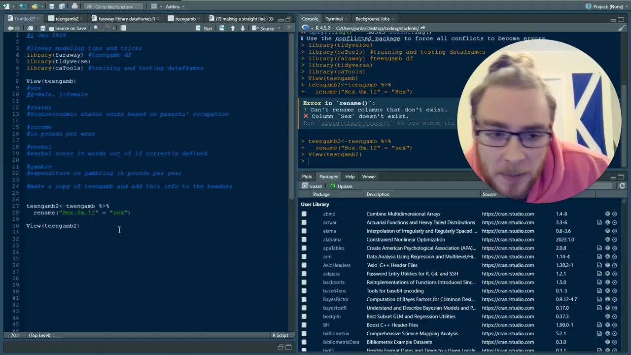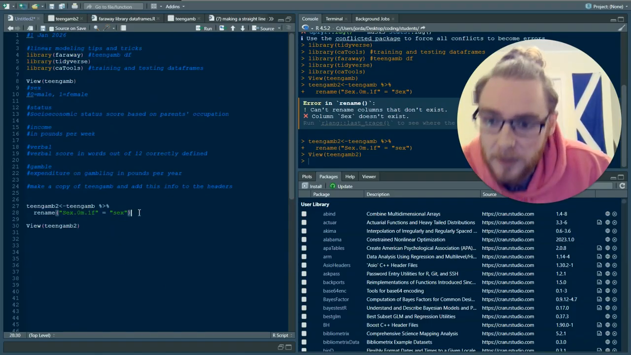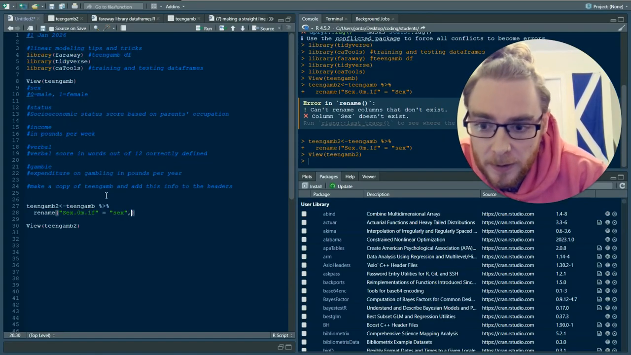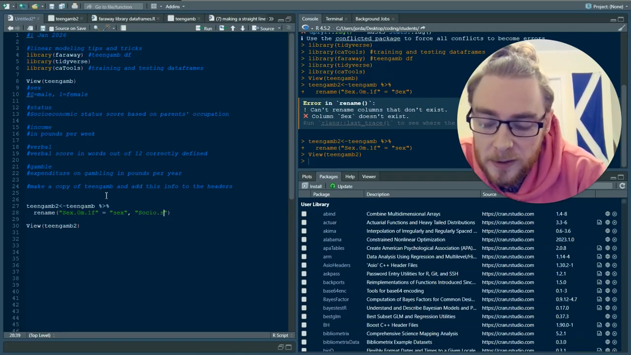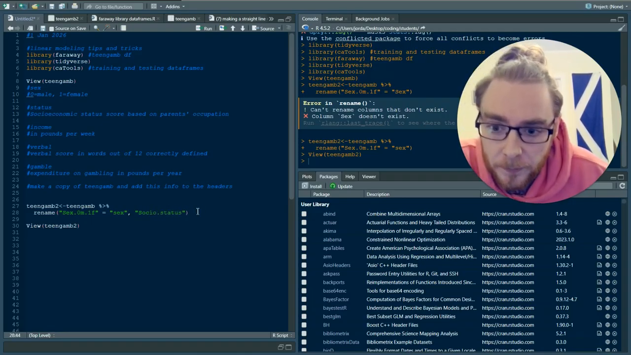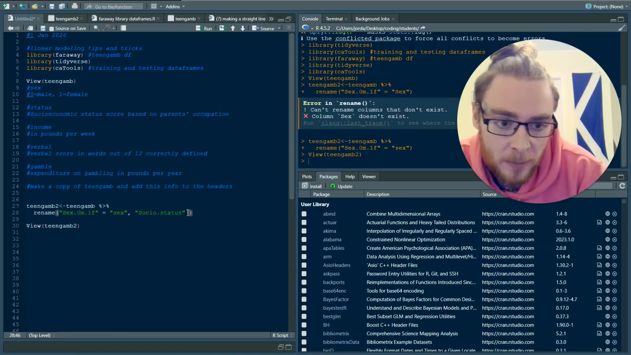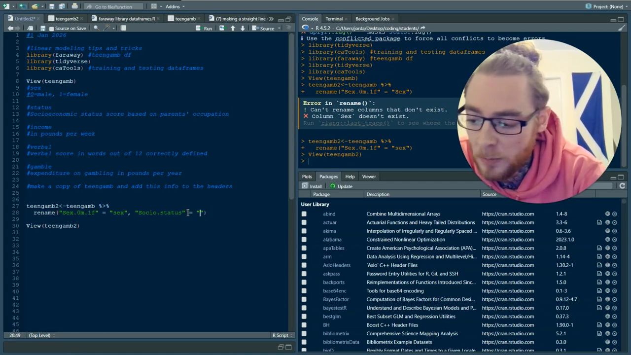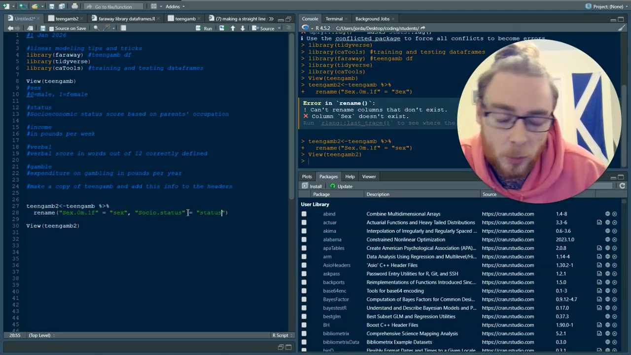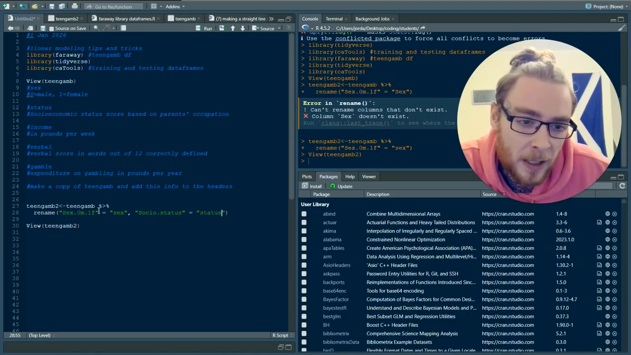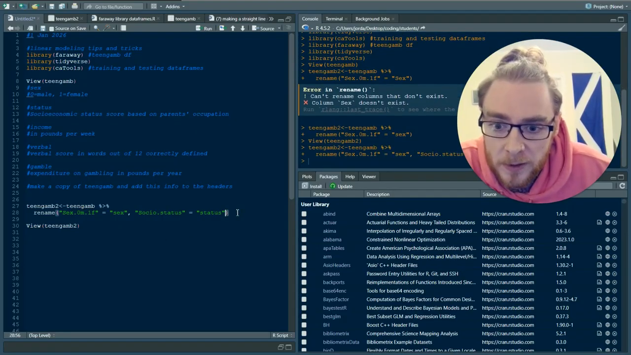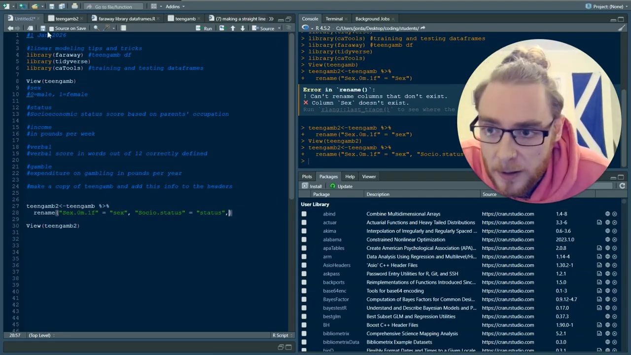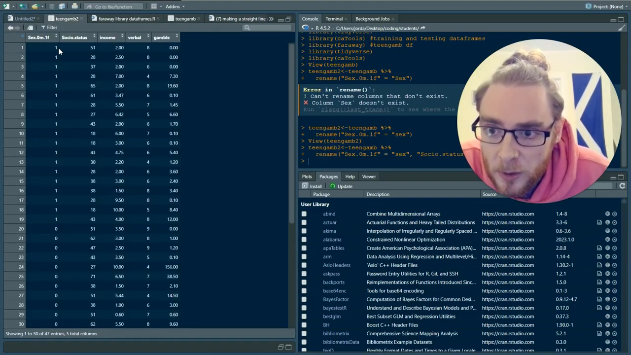We could just rename that to social status. Okay, let's just add it in here then. Socio.status. Again, always the new name of the column equals the old name of the column, and you always put both the old name and the new name in quotation marks. Okay, that worked. I won't bother checking it yet. Back to the teengamb2.